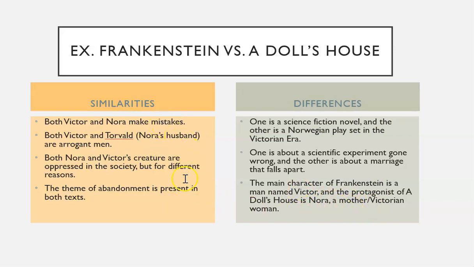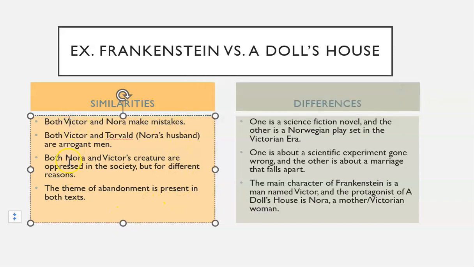So the connection becomes, okay, how can I pull these two characters together? What can I find in common? So these were a couple that I sort of brainstormed. Both Victor and Nora make mistakes, or can be seen as making bad decisions, depending on your perspective. So Victor makes the mistake of creating this monster. Right? He was fueled with good intentions, but his good intentions went wrong when he created this monstrous being.